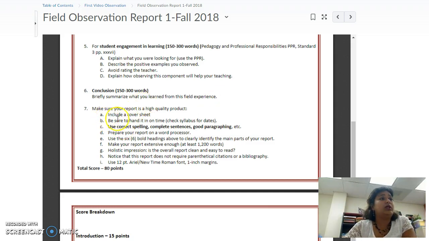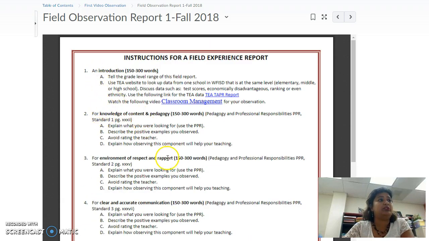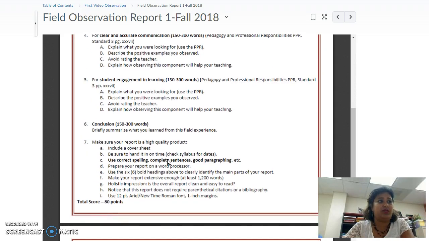Some other things include a cover sheet, handing it in on time, so please check the due dates, correct spelling, complete sentences, good paragraphing, and 6 bold headings. Please make it clear and readable. You already know the bold headings: introduction, knowledge and pedagogy, and so on, and have paragraphs within. It is very difficult to read a report that overflows into one huge 7-page-long paragraph, and that does take away from the reading of it and away from the grade. There are no citations required, but you will use at least 12-point font and 1-inch margins.